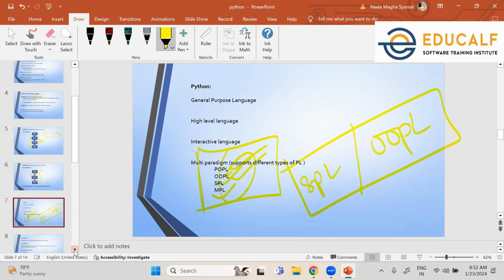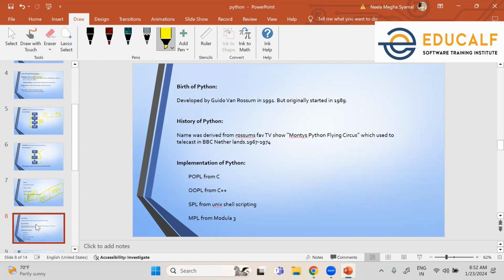And when coming to this, who developed Python? What is the birth of Python? Python was basically developed by a Netherlands scientist, so-called Guido van Rossum, in the year 1991. But originally he started it in 1989. He launched it into the market in 1994 with version 1.0.